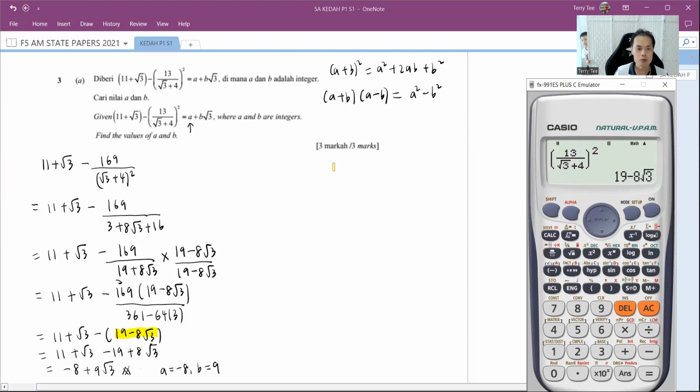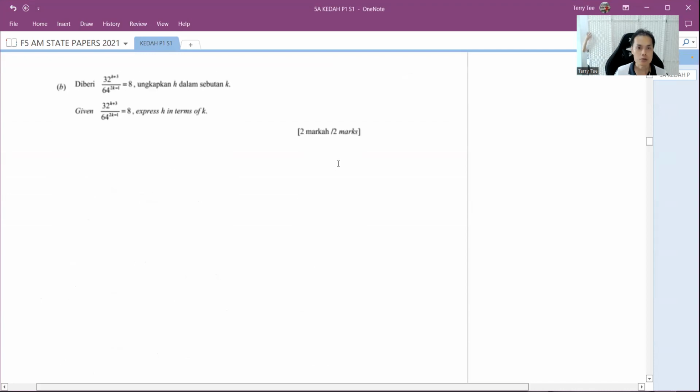Okay, moving on to question B. This question involves indices.